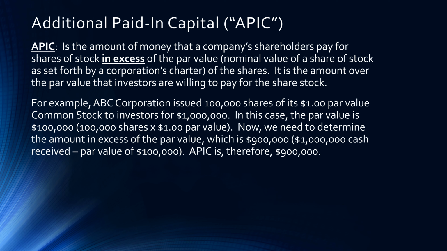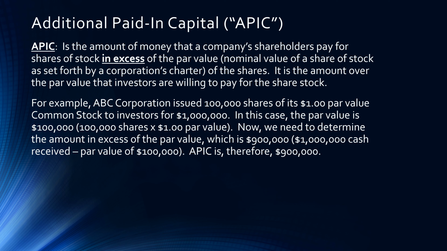But additional paid-in capital, or APIC, represents the amount over the par value that investors are willing to pay for the share of stock. For an example, ABC Corporation issued 100,000 shares of its $1 par common stock to investors for $1 million. In this case, the par value is $100,000, which is the 100,000 shares multiplied by the $1 par value per share. Now we need to determine the amount in excess of that par value.